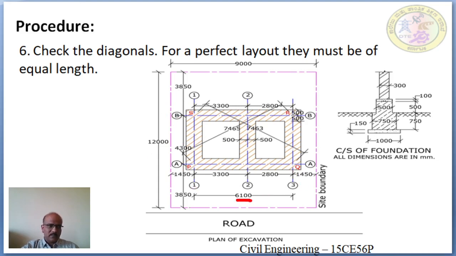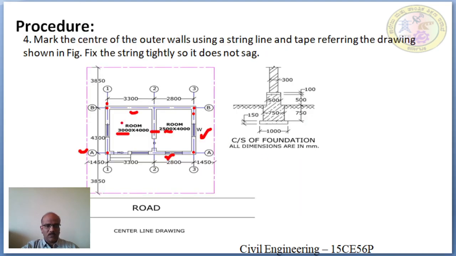And the center to center distance of the short wall: the width of the room, or height of the room, is like this, 4 meter plus 0.3 by 2, 0.3 by 2 on the other side, which will be 4.3 meter. The center to center distance of the short wall comes to around 4.3 meter.